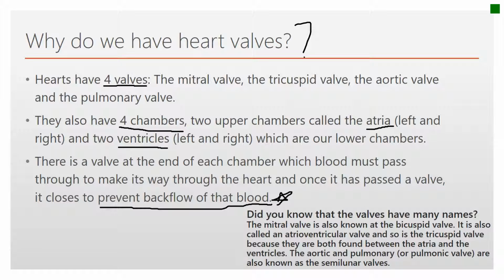Did you know that the valves have many names? The mitral valve is also known as the bicuspid valve. It is also called an atrioventricular valve, and so is the tricuspid valve because they are both found between the atria and the ventricles. The aortic and pulmonary or pulmonic valve are also known as the semilunar valves.